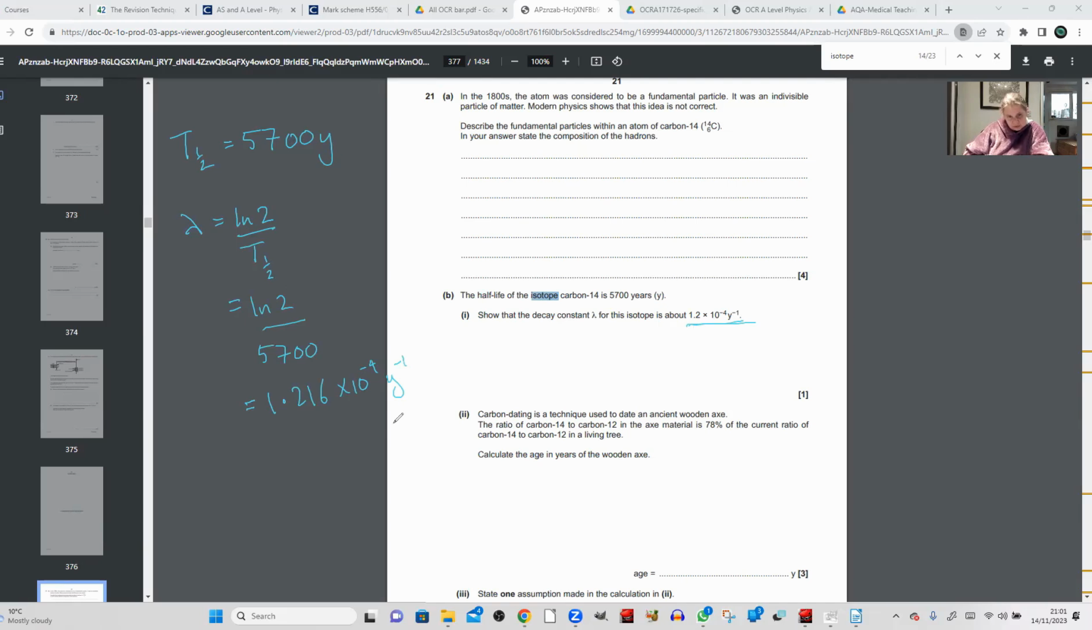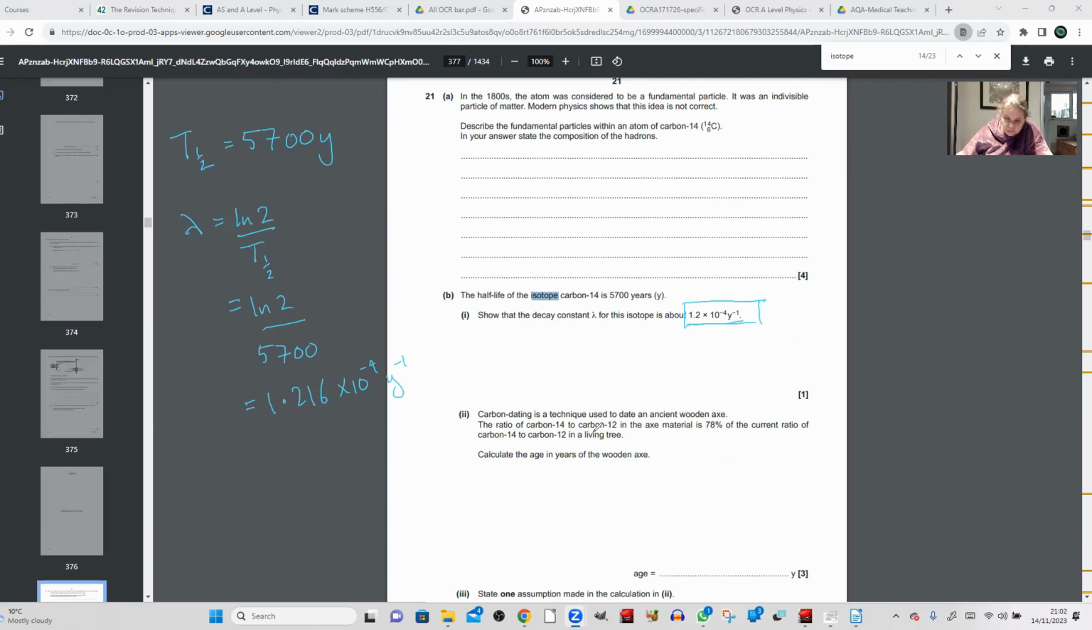So we've done a show that. We've put in all of the different steps, we've lined up our equal signs, we've worked out our answer, and we've given our answer to more significant figures than are given in the question. The fact that they've given this number in the question means that we're probably going to need it in the next bit. So they wanted to make sure that we got it. Okay, the next bit says carbon dating is a technique used to date an ancient wooden axe.